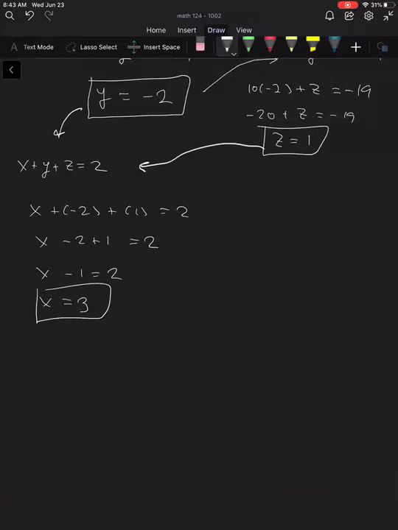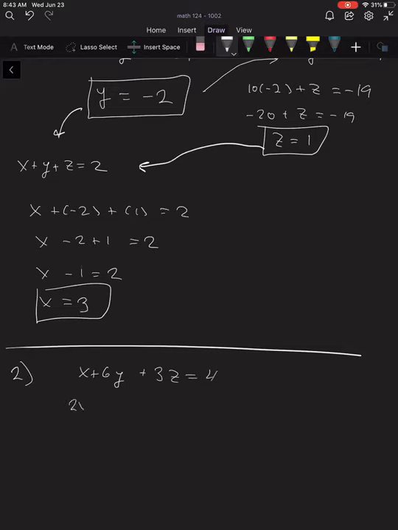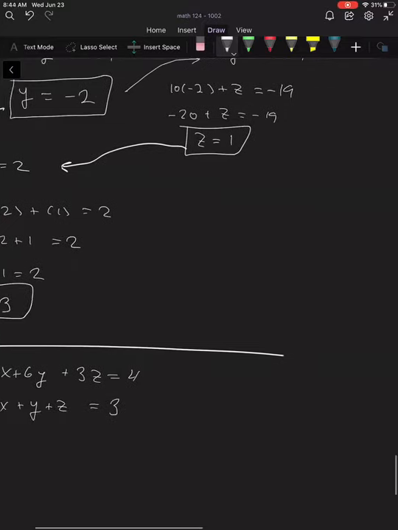All right, let's do another one together. Let's do number 2. So number 2, we have x plus 6y plus 3z is equal to 4. And then we have 2x plus y plus z is equal to 3.